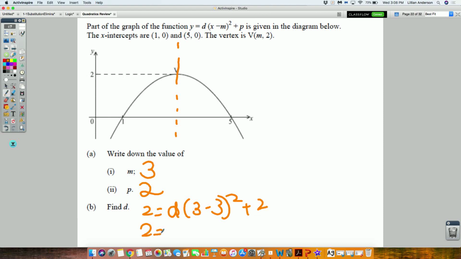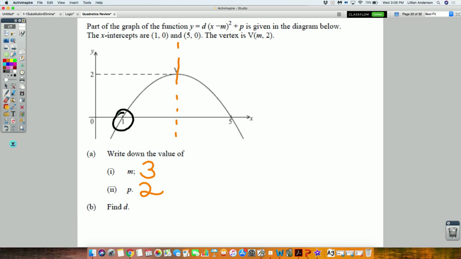Oh, wow. Wait, I plugged it in. Oh no, I'm sorry, I don't plug in the vertex. I can't use the vertex in the vertex formula. That was my mistake. I'm going to use a point.